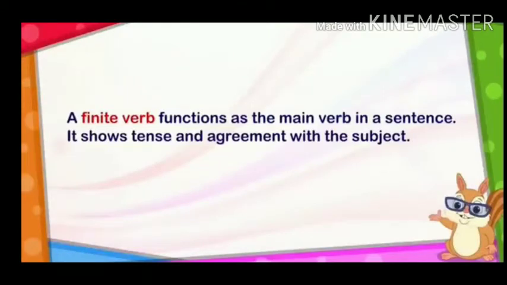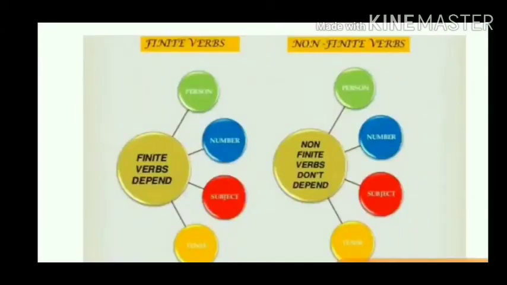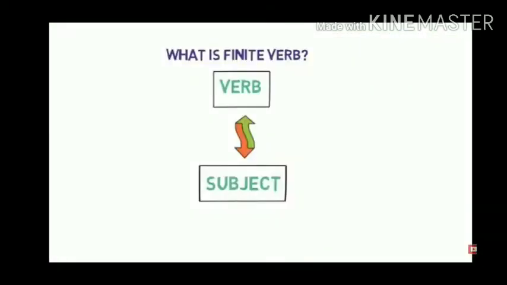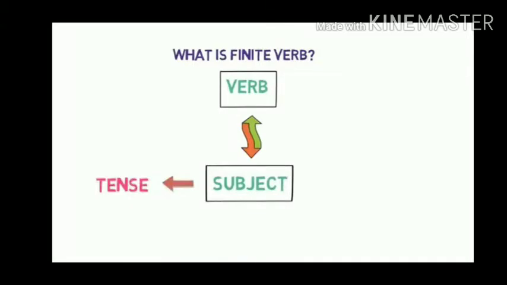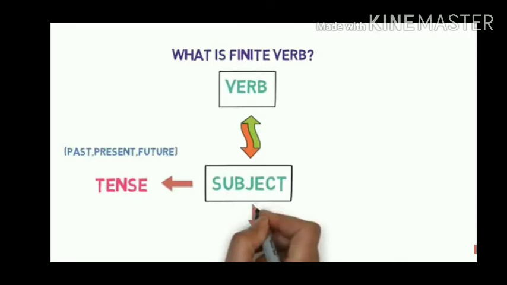First, let's discuss about a finite verb. A finite verb functions as the main verb in a sentence. It shows tense and agreement with the subject. In this picture, you can see that finite verbs depend on person, number, subject and tense. In finite verb, subject depends on verb. Finite verbs can change with the tense. These tense are according to the past tense, present tense or future tense.